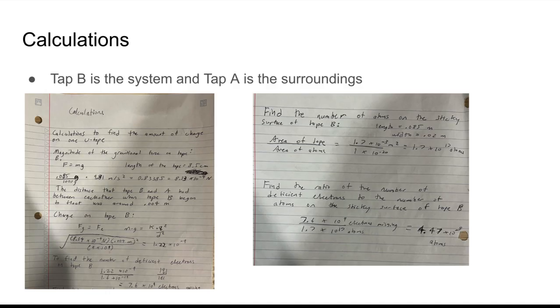Now, in order to find the number of atoms on the sticky surface of tape B, we would have to take the area of tape B, divide that by the area of the atom, and you would get 1.7 times 10 to the 17 atoms. And now, in order to find the ratio of the number of deficient electrons to the number of atoms on the sticky surface of tape B, we would take the amount of electrons that were missing and divide that by the amount of atoms on the sticky surface of tape B, and you would get 4.47 times 10 to the negative 8. And tape B is the system in this experiment, and tape A is the surroundings.